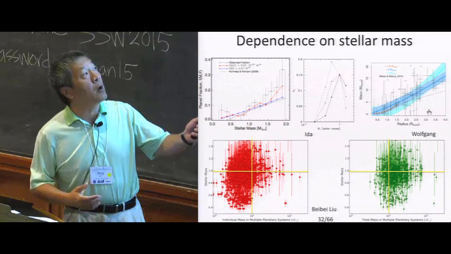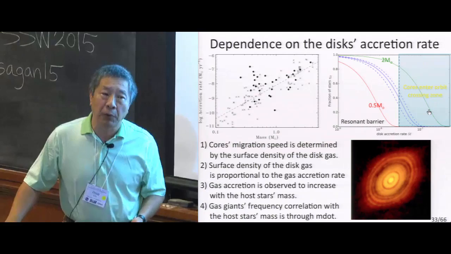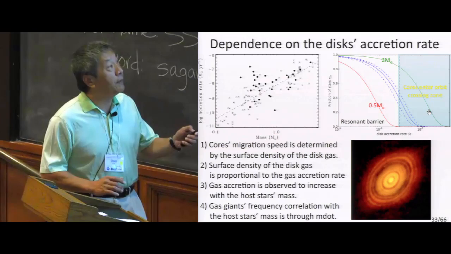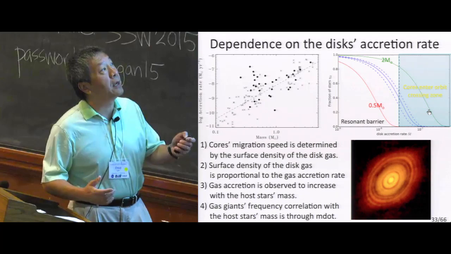What is going on? The reason maybe also lies in the clue from observation of protostellar disks. Yesterday we heard some more discussion of this. In fact, the mass of the disk is very difficult to measure. However, the accretion rate of the disk is relatively easy to measure. Okay? And here is a measurement of accretion rate for different stellar masses.